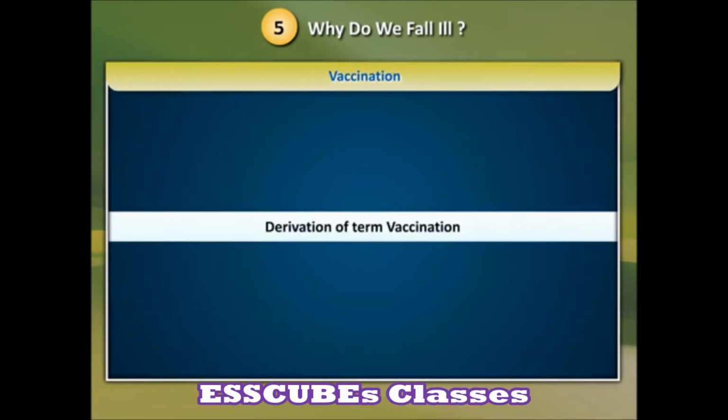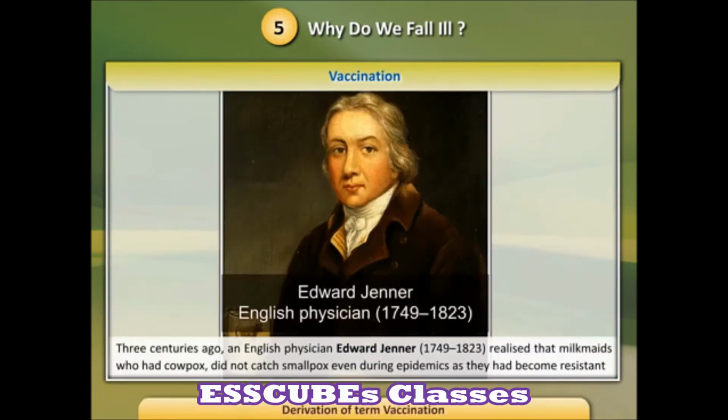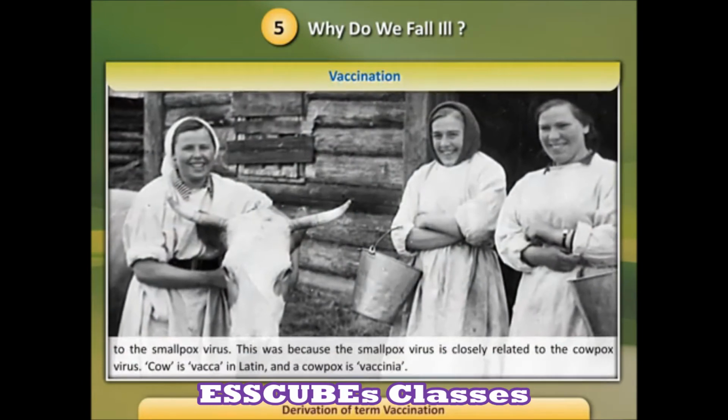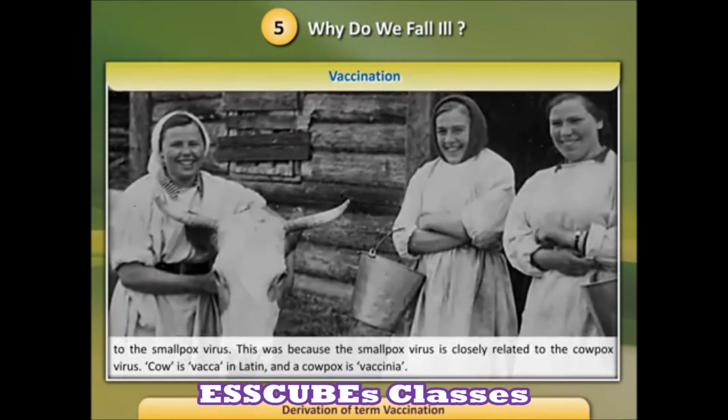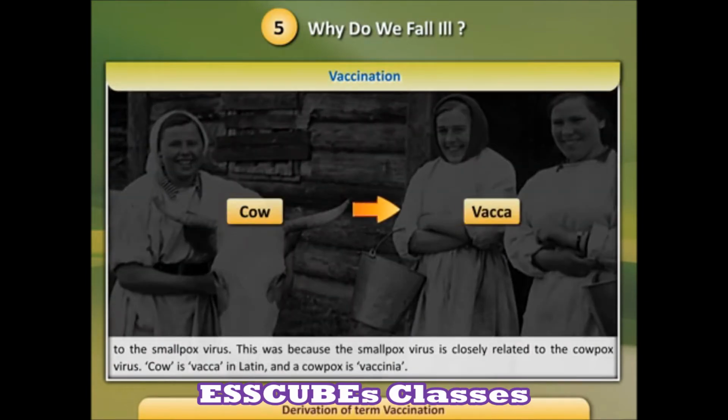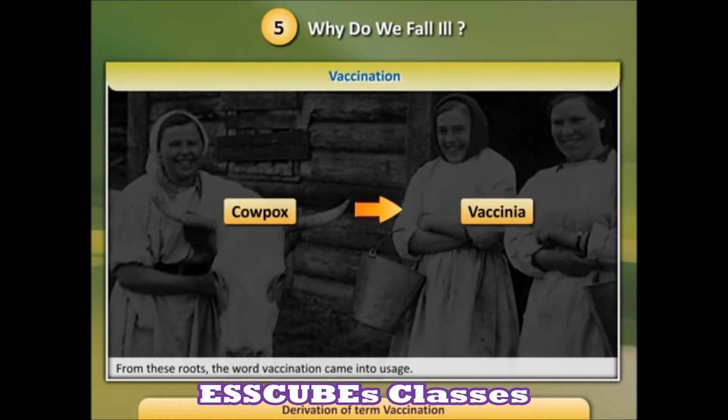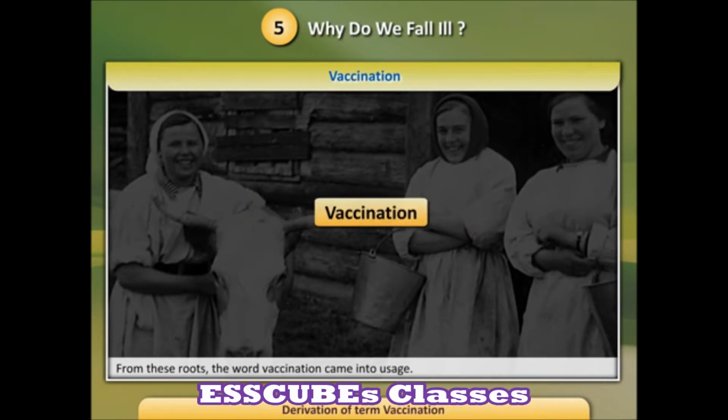Vaccination, derivation of the term vaccination. Three centuries ago, an English physician, Edward Jenner, 1749 to 1823, realized that milkmaids who had cowpox did not catch smallpox, even during epidemics, as they had become resistant to the smallpox virus. This was because the smallpox virus is closely related to the cowpox virus. Cow is vacca in Latin, and cowpox is vaccinia. From these roots, the word vaccination came into usage.